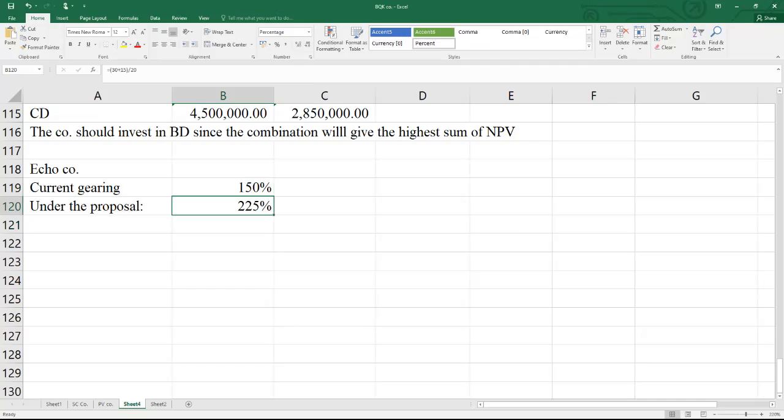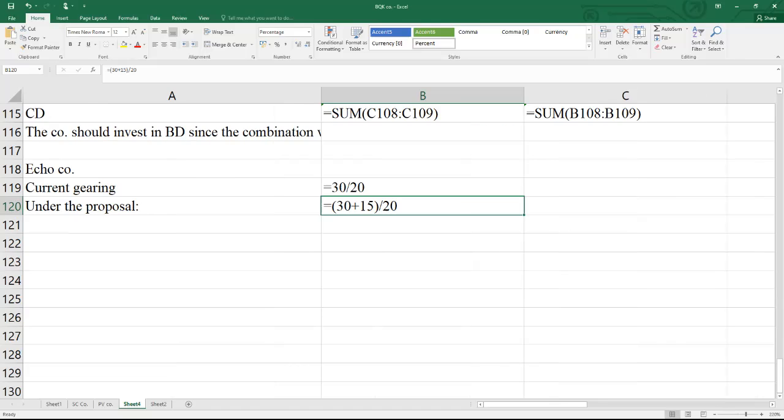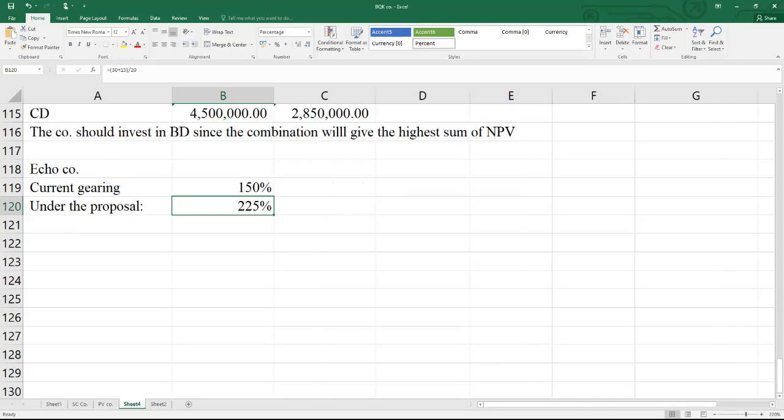What's the company's current debt? 20. No, sorry, 30. Okay, then we are going to issue another 15 million worth of debt, isn't it? Yes, as per proposal B. Therefore, the combined debt for this company is 30 plus 15. The company equity doesn't change. It remains at 20 where it was, isn't it? Yes. That's what you get: 225% for the gearing if the company continues with the proposal.